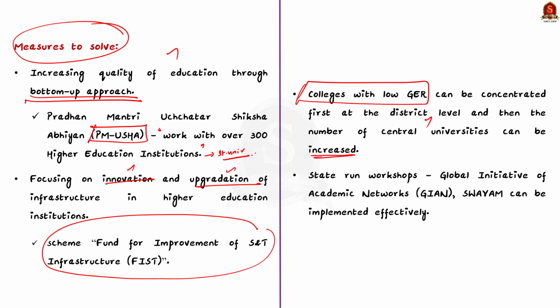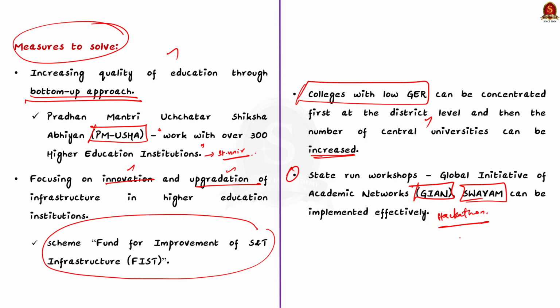Finally, government-run workshops like GIAN or Global Initiative of Academic Networks can be encouraged to develop the skills required for the job market. New initiatives like hackathons, curriculum reform, anytime anywhere learning through SWAYAM, and teacher training are all aimed at improving the quality of education. These all need to be effectively implemented. You can write all these points in the second half of the answer.